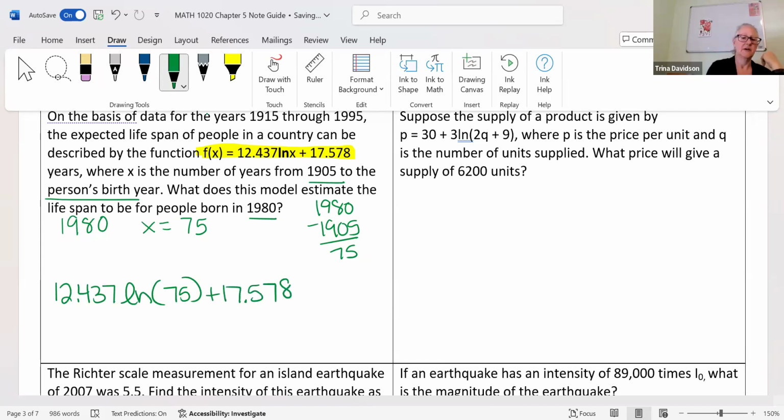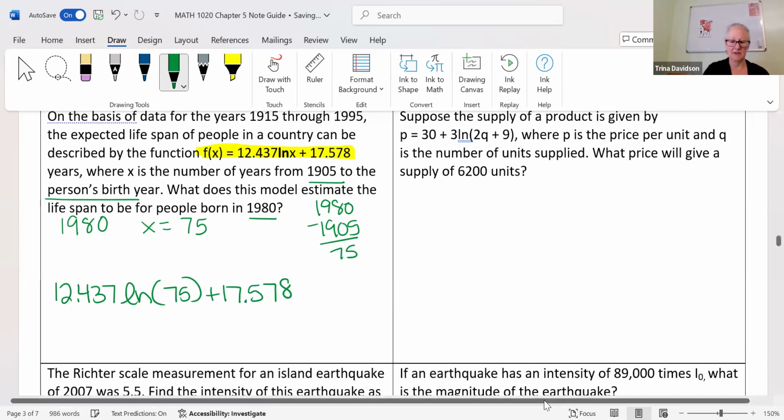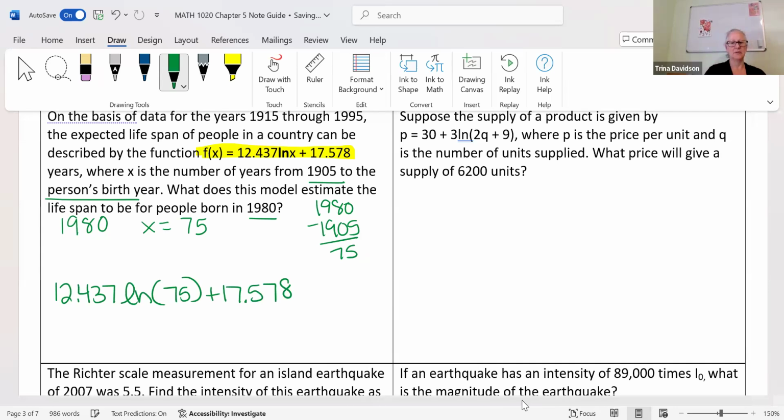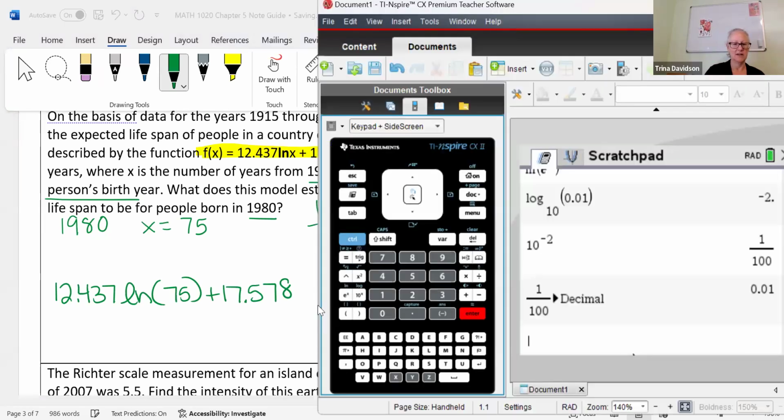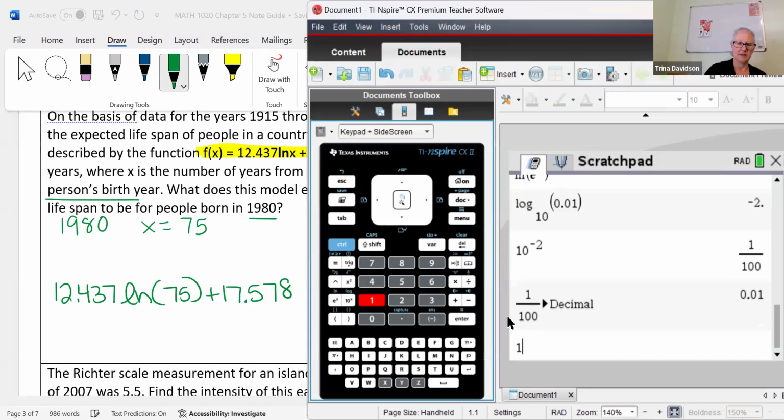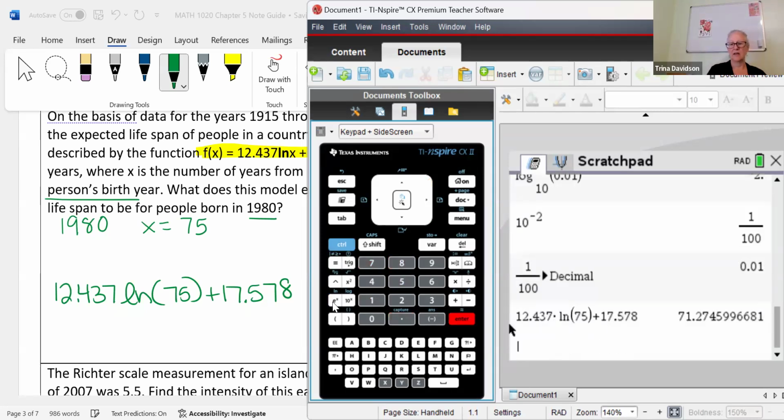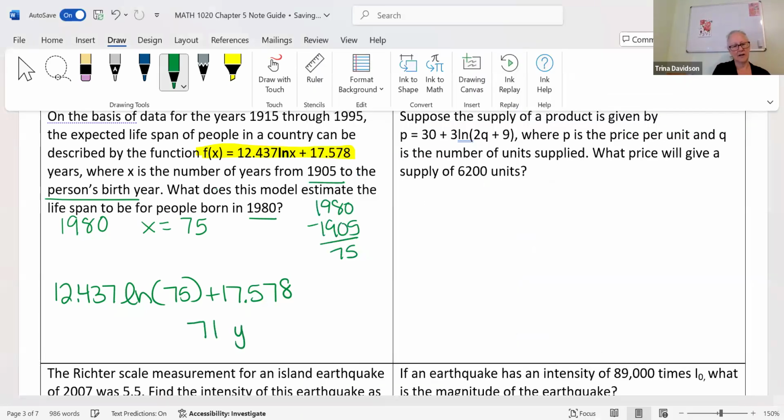All right, the parentheses are very important. They need to close around the 75. It makes a difference. It will affect the answer. It won't be anywhere close to what it needs to be if you don't have those parentheses in the correct place. All right, natural log. And if we round that, their life expectancy is about 71 years.